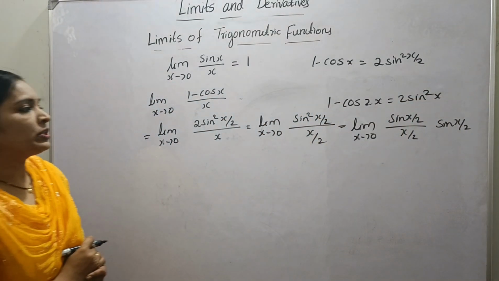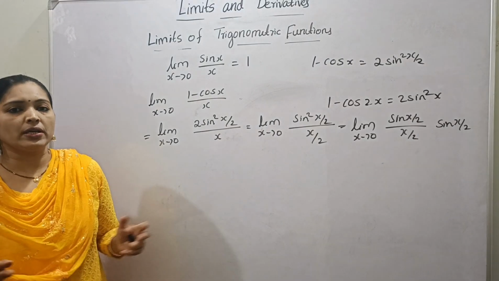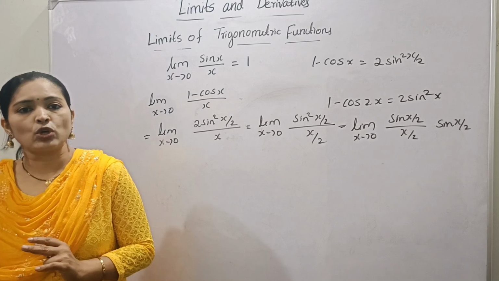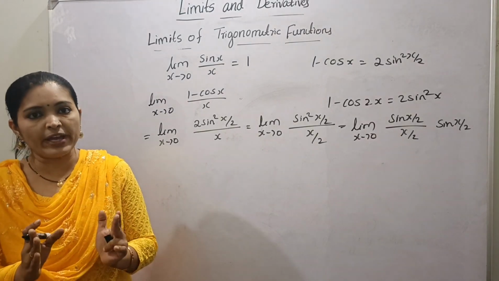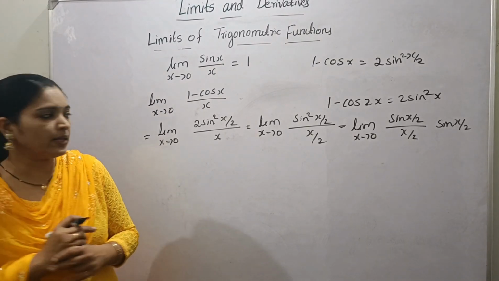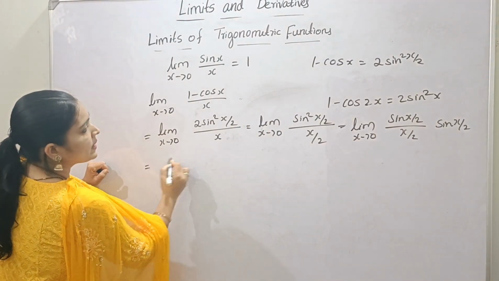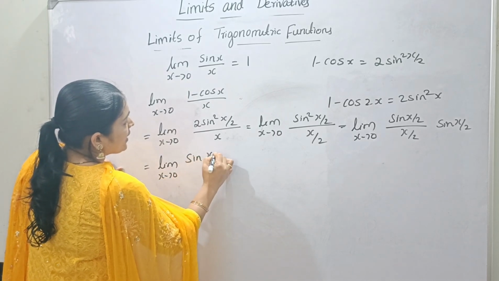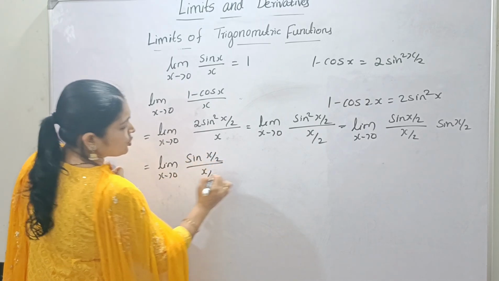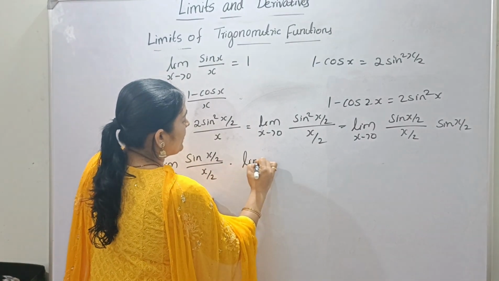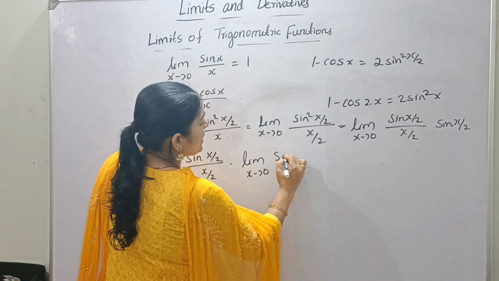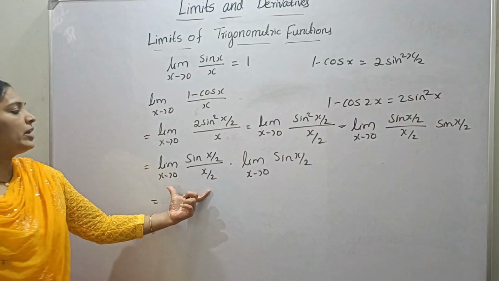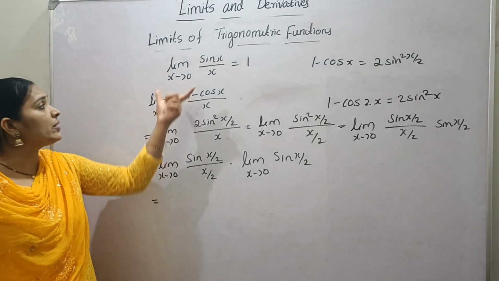And one more thing, see in algebra of limits we have written that limit x tends to 0 f of x into g of x is equal to limit x tends to 0 f of x into limit x tends to 0 g of x, right? So here we can write it as limit x tends to 0 sin x by 2 divided by x by 2 into limit x tends to 0 sin x by 2.